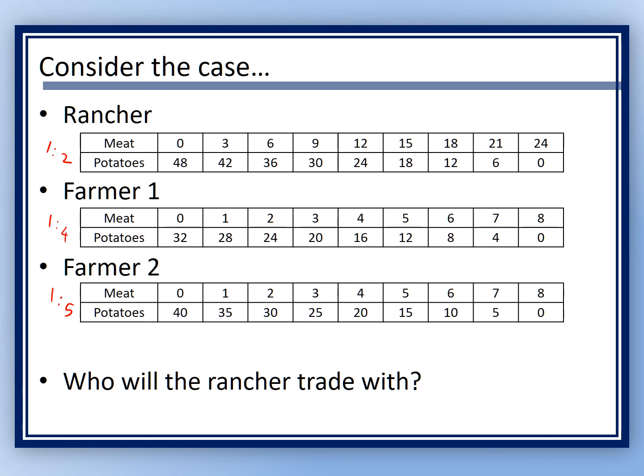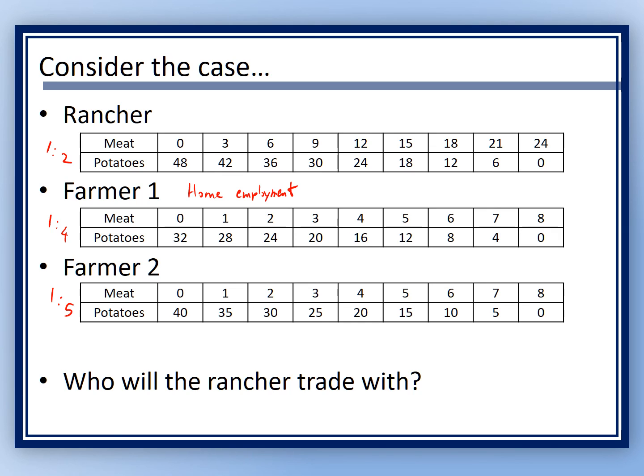In economics, sometimes if you have no one to trade with, you just produce everything yourself. We call that home employment, right? Which is another way to say that farmer one is kind of unemployed. He's not really working for anyone.